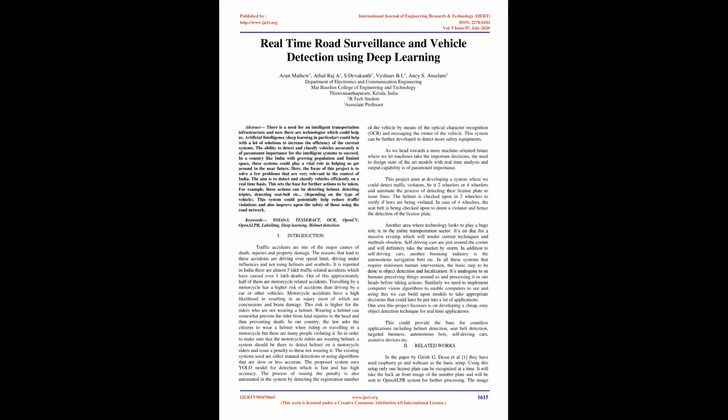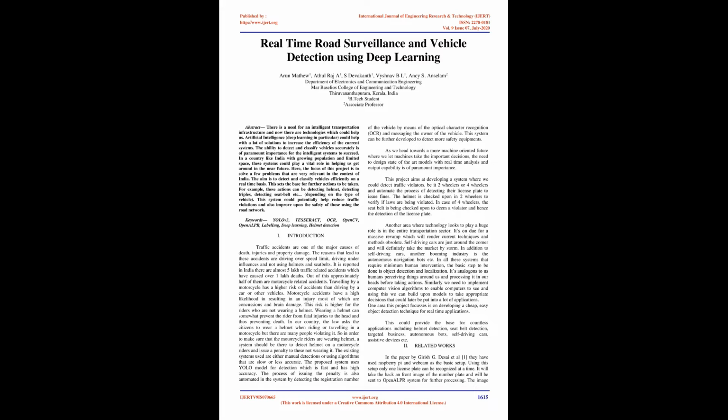The existing systems used are either manual detections or using algorithms that are slow or less accurate. The proposed system uses the YOLO model for detection, which is fast and has high accuracy. The process of issuing the penalty is also automated in the system by detecting the registration number of the vehicle by means of optical character recognition, OCR, and messaging the owner of the vehicle. This system can be further developed to detect more safety equipment.